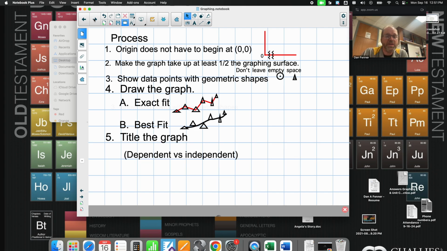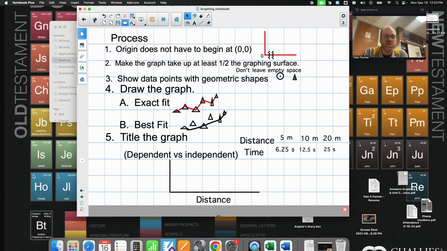So that would be dependent versus independent. Okay? So here's a set of data. So this is going to be my independent because we have 5, 10, 20. That makes relative sense. Time is 6.25. These are my dependent variables. So we put them in. My independent is my x-axis. My dependent is my y-axis. So we get distance and time.